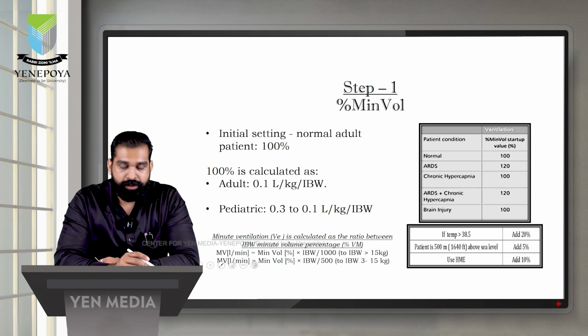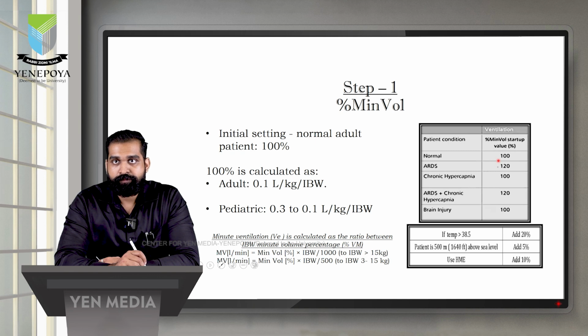Now, just to give you a reference starting point, based on the patient's lung pathology: if you have a normal patient, a patient with chronic hypercapnia, or a patient with brain injury, you can start the percent minute volume at 100%. In case of ARDS patients, and in patients with ARDS and chronic hypercapnia, you can start at 120%.